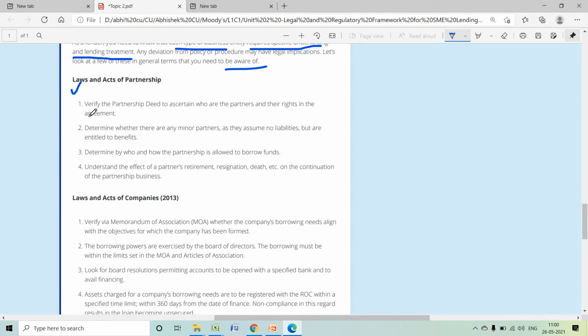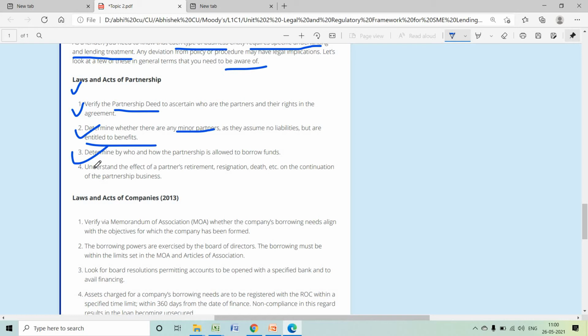Now, laws and acts of partnership. Verify the partnership deed. Very important to ascertain who are the partners and their rights in the agreement. So, very important whenever any partnership firm comes to you, you need to first of all verify the partnership deed. The second one is determine whether there is any minor partner, as they assume no liabilities but are entitled to benefits. So minors are partners by benefits only, right? So again, very important that you verify whether there is any minor included in the partnership.